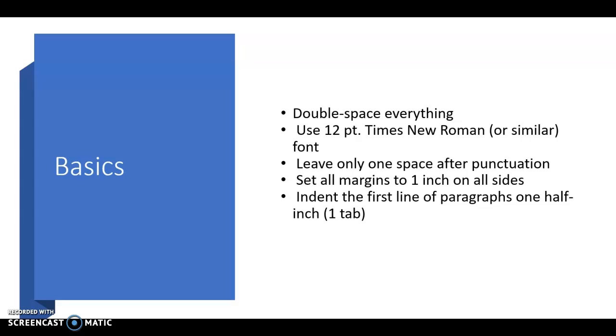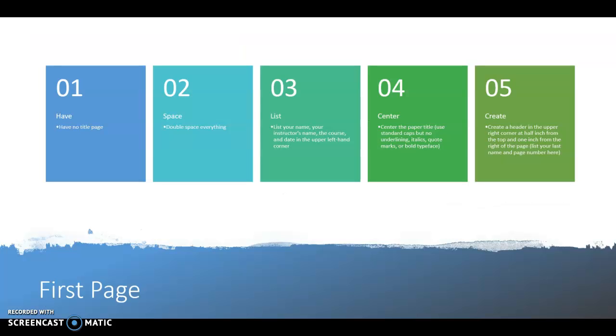To designate paragraphs from one another, you don't include an extra space between paragraphs. Instead, you just indent the first line of each new paragraph 1/2 inch, or basically just 1 tab on your keyboard. For the first page of MLA, unlike APA, you don't need a title page at all. You simply have a header that introduces who you are and what this paper is for, and then you get straight into the body of your essay on that first page.